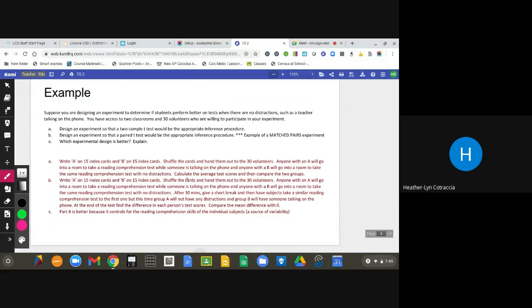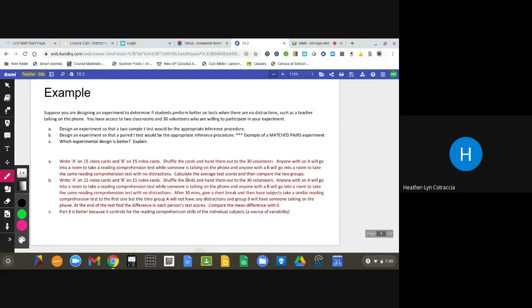Okay, so read over that when you get a moment. It's a good example of a matched pairs experiment, and it comes up often, so you're going to want to know what that is. And for that one, you would do a 1-sample test, because you would be looking at the differences between the 2. The first one, you would do a 2-sample test because you're comparing 2 different populations.